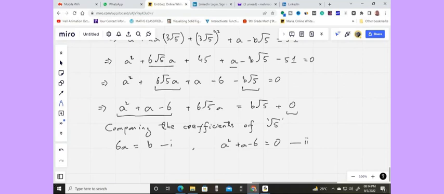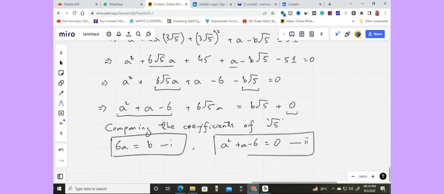Now with the help of equation number 2, factorize. Either use quadratic formula or you use midterm breaking. Get the two factors, get the two values of your a. Tell me what they are. Once you get the two values of your a, substitute them one by one in your equation number 1 and you will get the corresponding b values. So let's try to factorize this equation number 2.